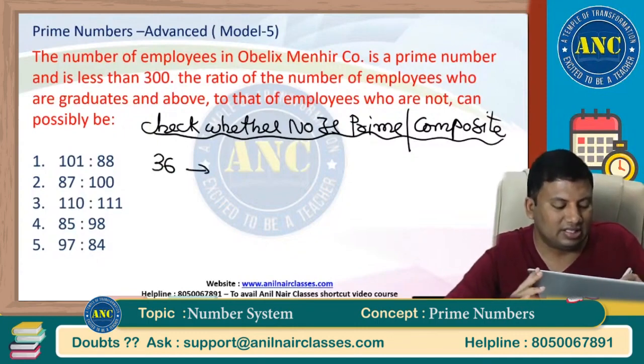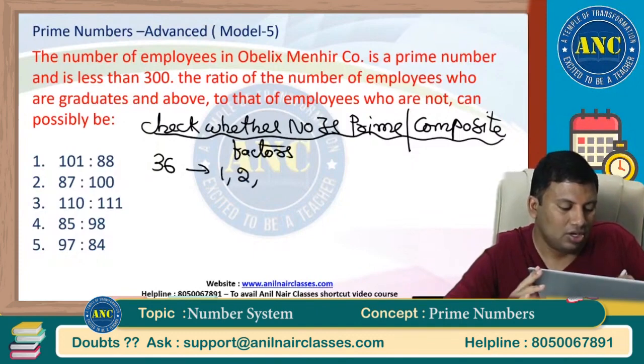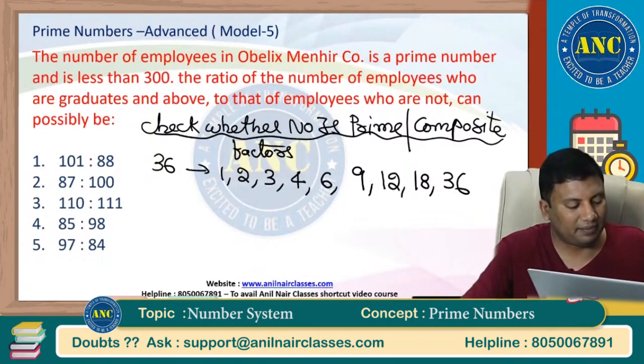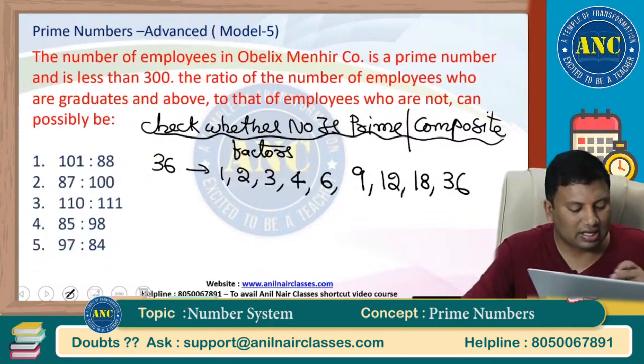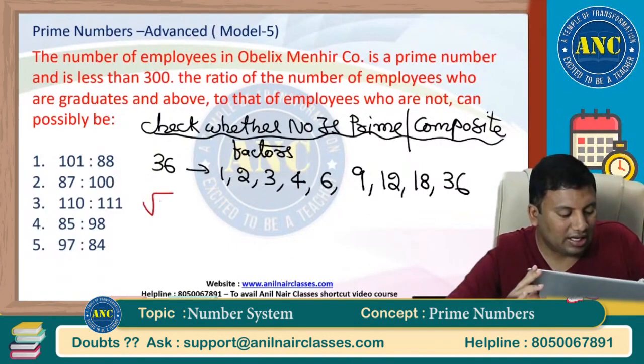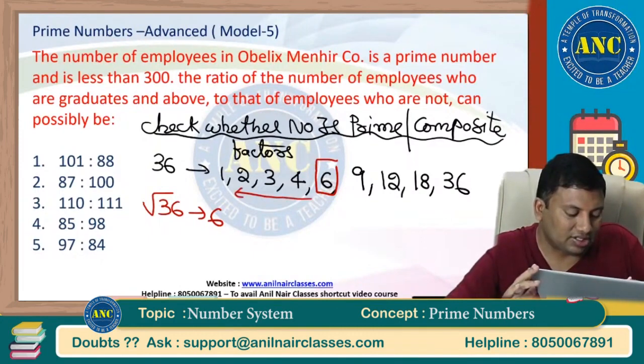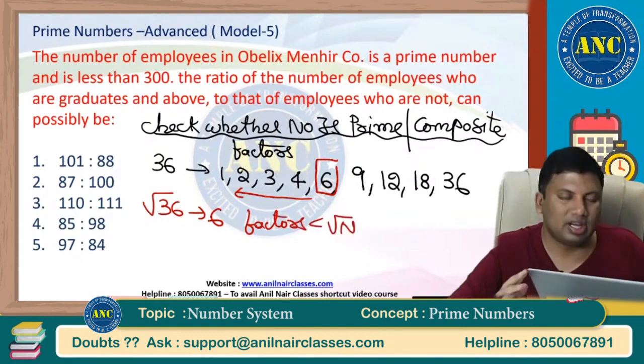If 36 is there, what are all the factors of 36? 1 is a factor, 2 is a factor, 3 is a factor, 4 is a factor, 6 is a factor, 9 is a factor, 12 is a factor, 18 is a factor, and 36 is a factor. Now, root of 36 is nothing but 6. So put this in the box. These are all the factors less than root 36.